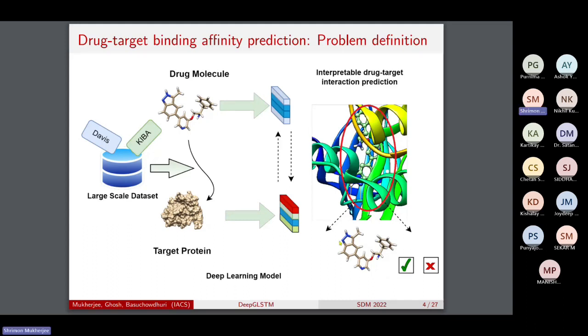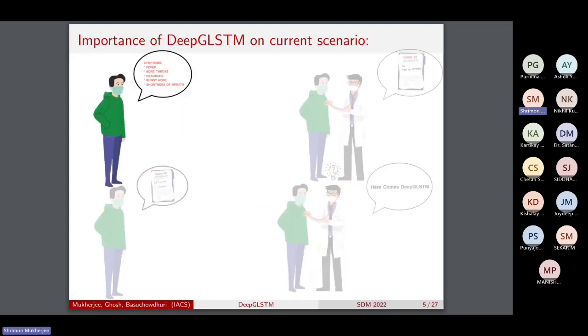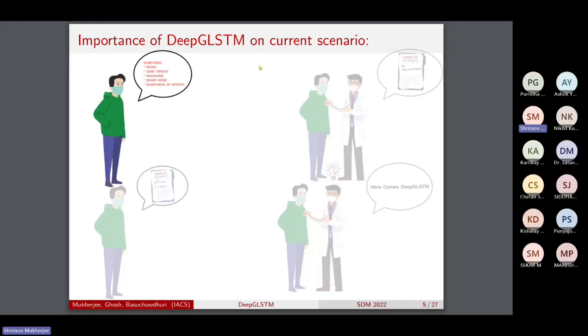So now, why is this model important in the current scenario? Basically, in the work that I have done in the COVID-19 situation, at that time we had to generate new drugs or repurpose old drugs against SARS-CoV-2. So this is the main motivation that we had.